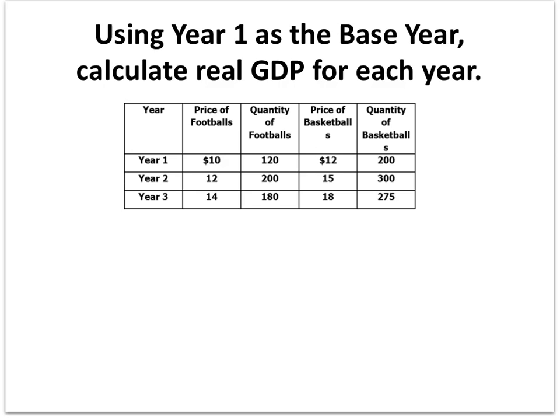Next part of the question says that using year 1 as the base year, calculate real GDP for each year. So why is the base year important? The base year is important because we will use the base year prices to calculate the GDP in each year. So that means the prices are going to be constant. Since the base year is 1, the price of the football is not going to change through the years.